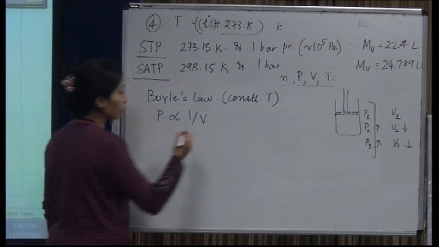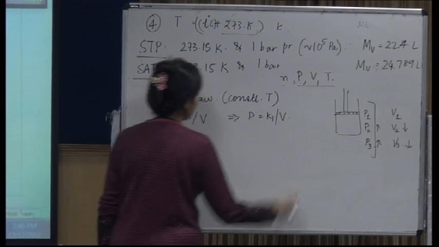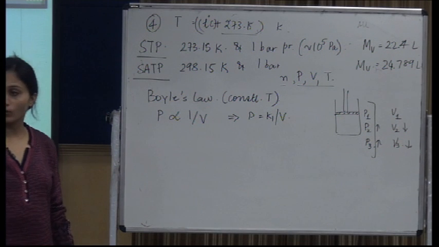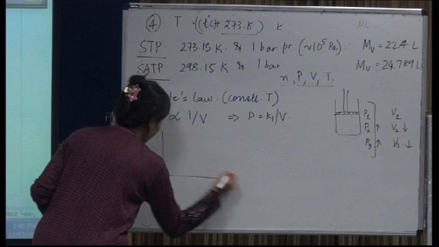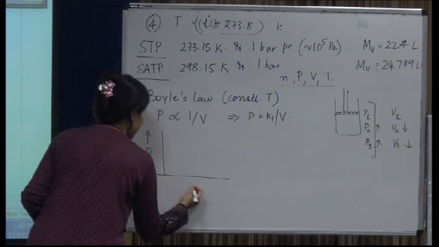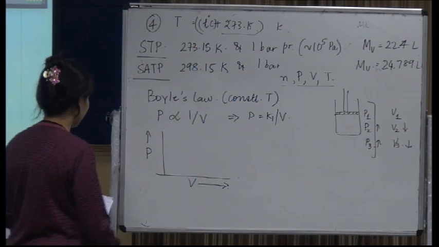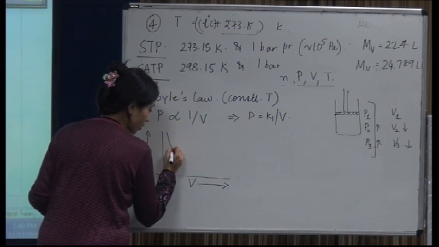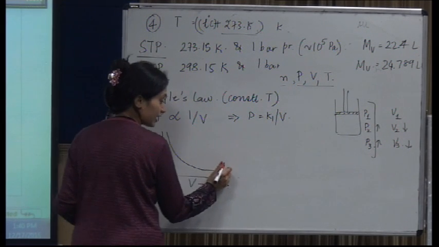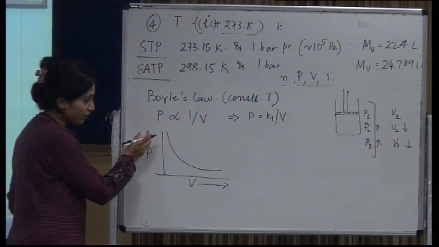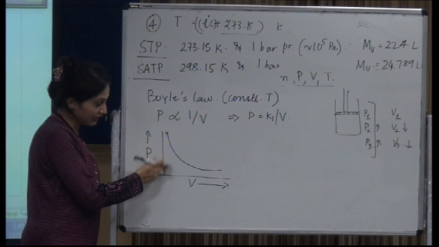And whenever you remove the proportionality sign, you know that you get a constant associated with it, that is P is equal to K1V. Now what do you have to do with it? If I have to make a plot of P versus V, then you know that as pressure decreases, your volume will increase. As your pressure, say I talk about a high pressure, the volume will be very less.